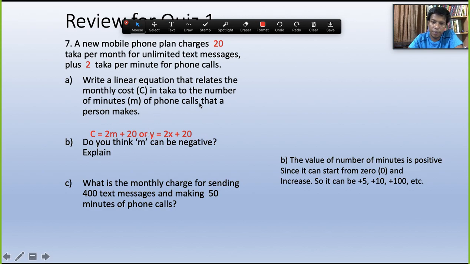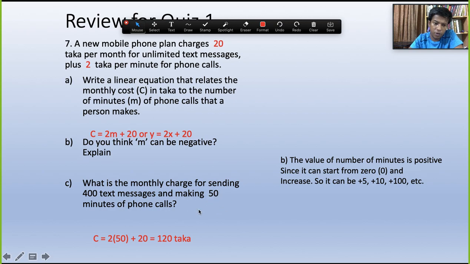Can m be negative? Of course, m cannot be negative, because this is the number of minutes. Either you talk 5 minutes, 10 minutes, or 20 minutes, or if you want, you can talk 500, 1000 minutes, etc. But you cannot talk negative 5 minutes. Either you talk or you don't talk. Don't talk means you talked 0 minutes. But you cannot talk negative 5 minutes or negative 10 minutes. That's why it cannot be negative.